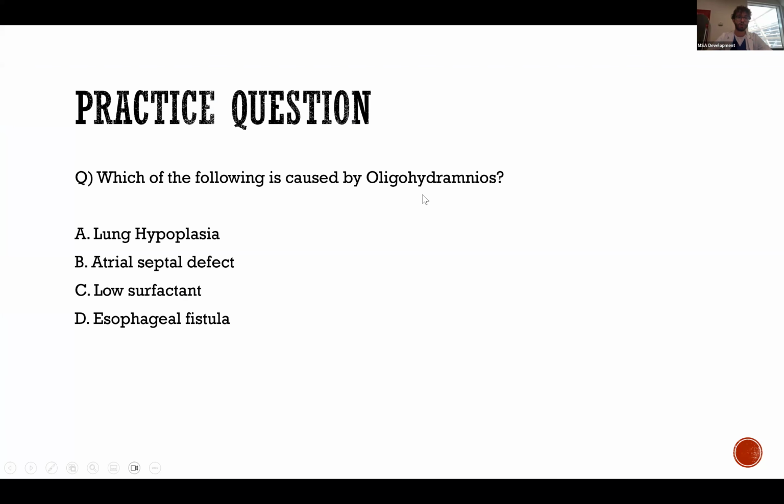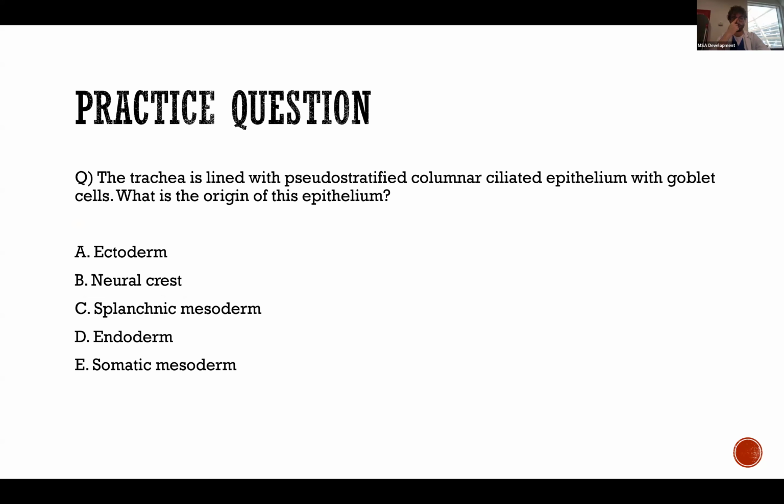Which of the following is caused by oligohydramnios? We said lung hypoplasia. The lung will not grow. Hypoplasia means hypo means less, plasia means proliferation. So we will have less proliferation of the lung. The trachea is lined with pseudostratified columnar ciliated epithelium, with goblet cells. What is the origin of this epithelium? The moment you see trachea, endoderm. We said trachea, esophagus, lungs, they come from the endoderm.